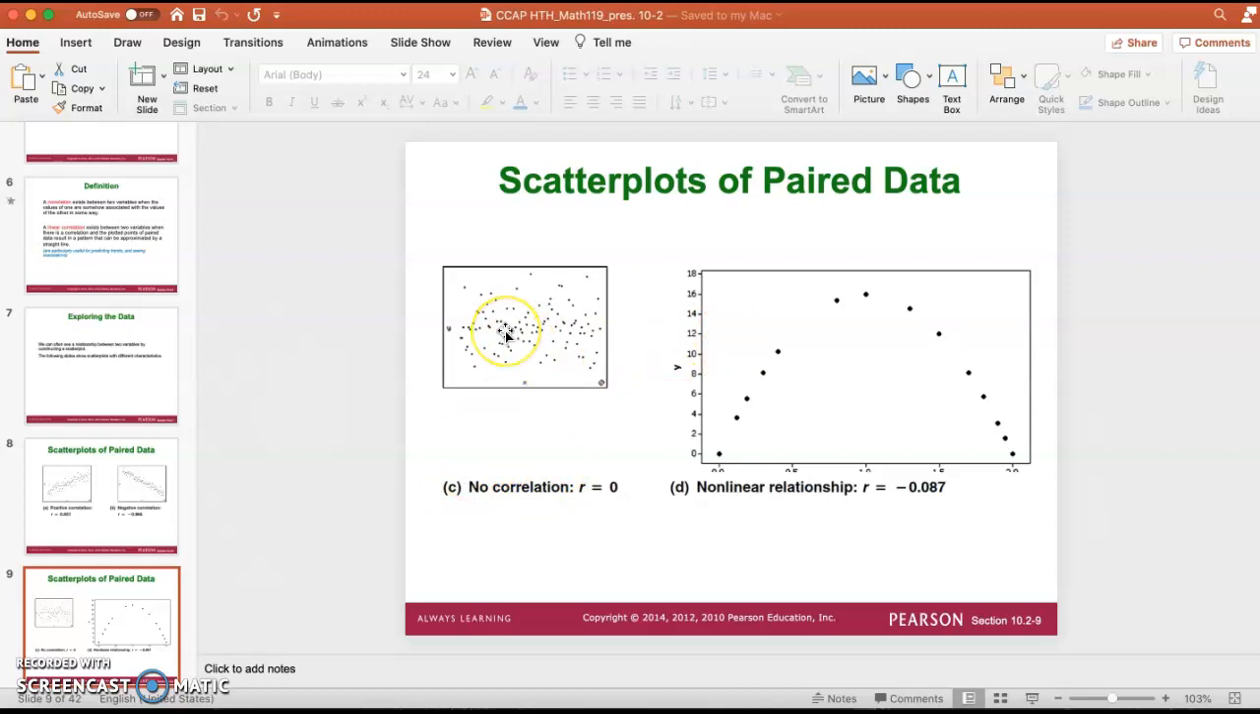Now, even though we'll focus on linear relationships, it's possible that variables may have nonlinear relationships, like this one here, where it looks like a parabolic relationship of some sort. Correlation coefficients are possible for nonlinear, but we're going to focus on just linear.